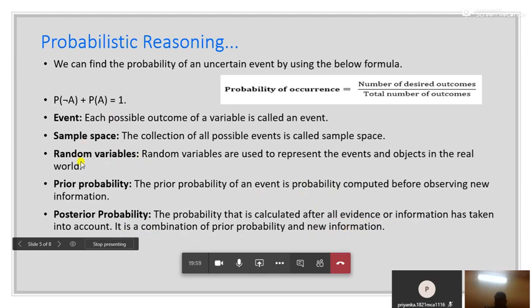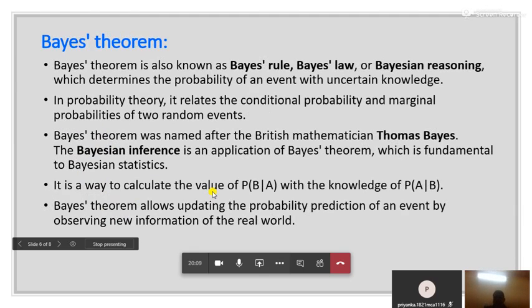So these are the terms that you have already studied in class 12th. The theory of probability will remain the same. Now, what we have to do is apply probabilistic reasoning. And one method to apply probabilistic reasoning is by using the Bayes theorem. And this theorem we have already discussed in the 4th unit.